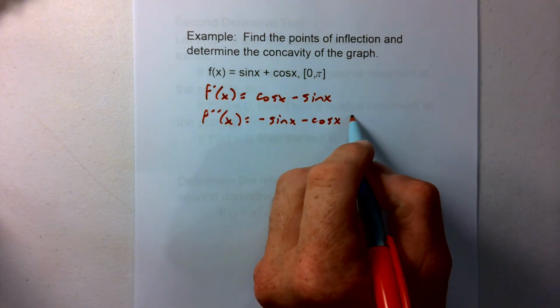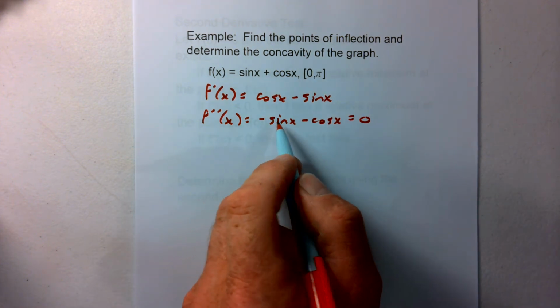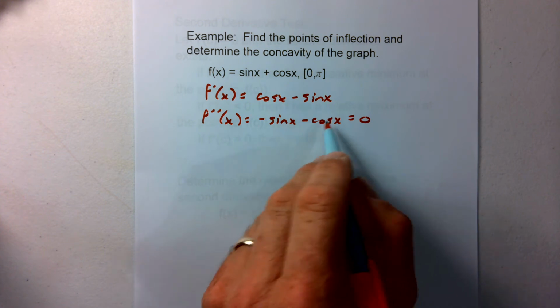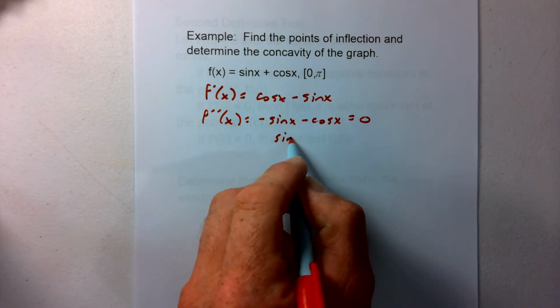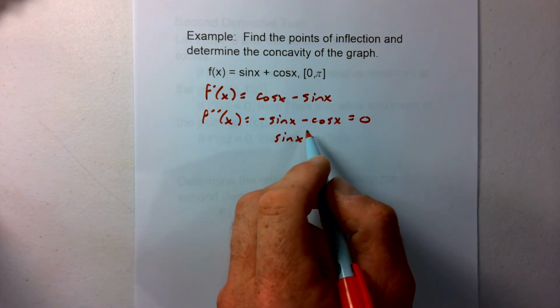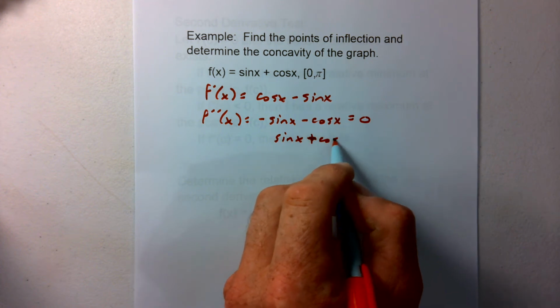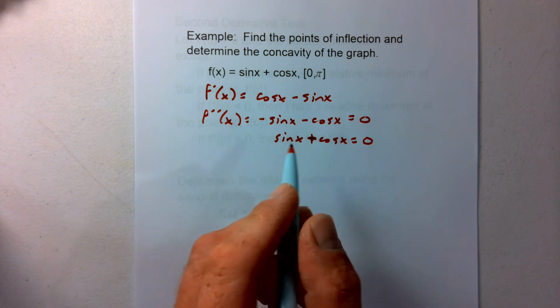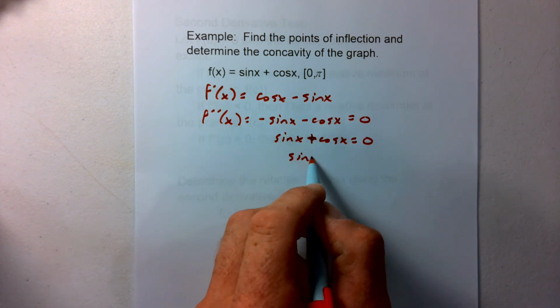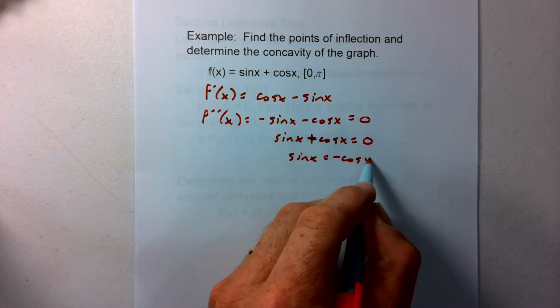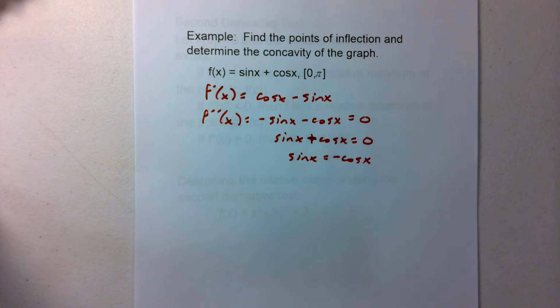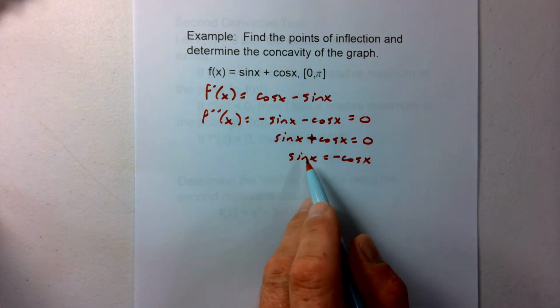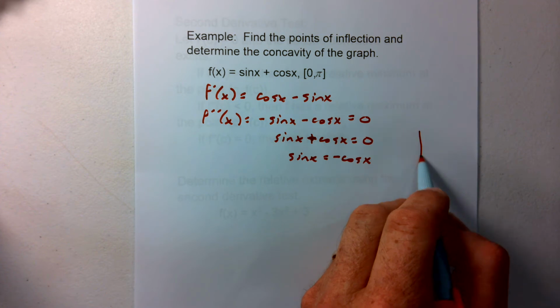I'm going to go ahead and set that equal to 0. Well, here what I notice, I can take a negative out, so I get the sine of x plus the cosine of x is going to equal 0. So I know that the sine of x is going to equal the negative of the cosine of x. So I ask myself, oh, where does that happen? Where is the sine of x equal to the negative of cosine of x?